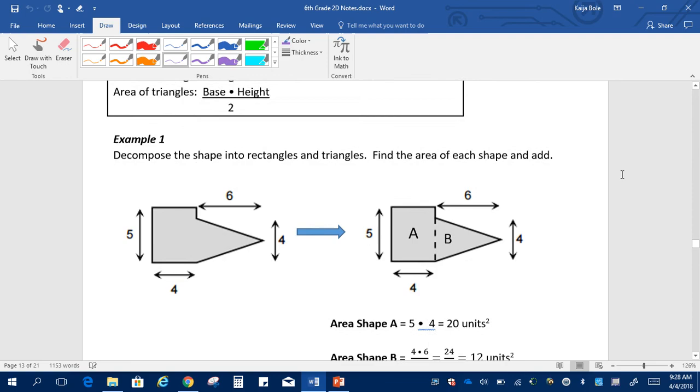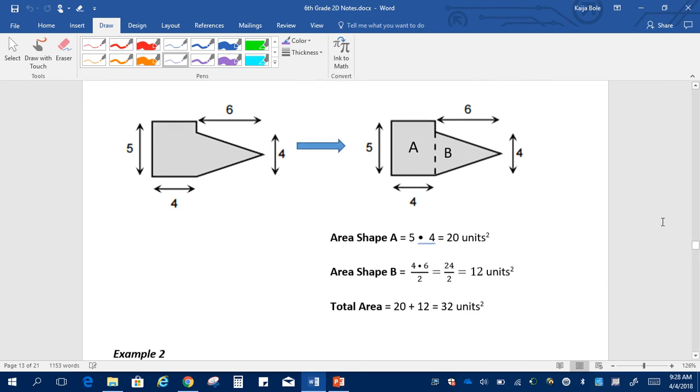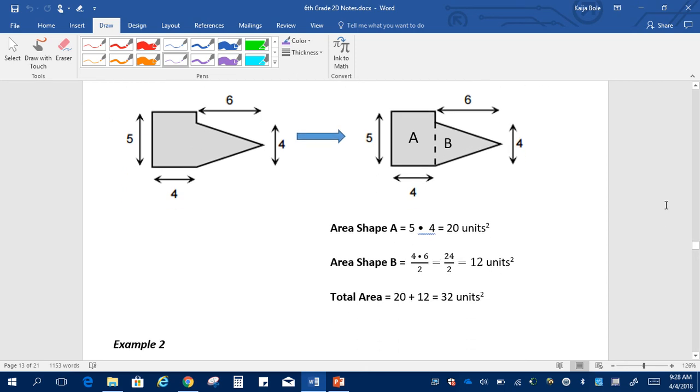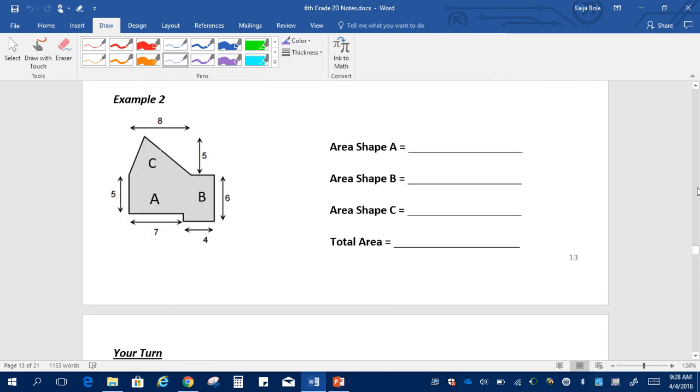Alright, we're going to do the same thing. We're going to be decomposing or breaking down our shapes into shapes that you know. If you look at example 1 here, they kind of did it for us and it walks you through. If you take a look at it, this is what we're going to be doing. Okay, so we're going to skip down to example 2 here.